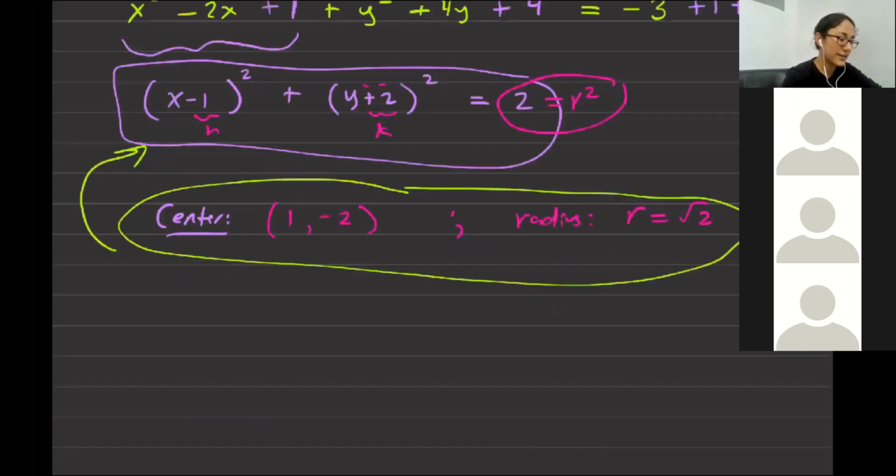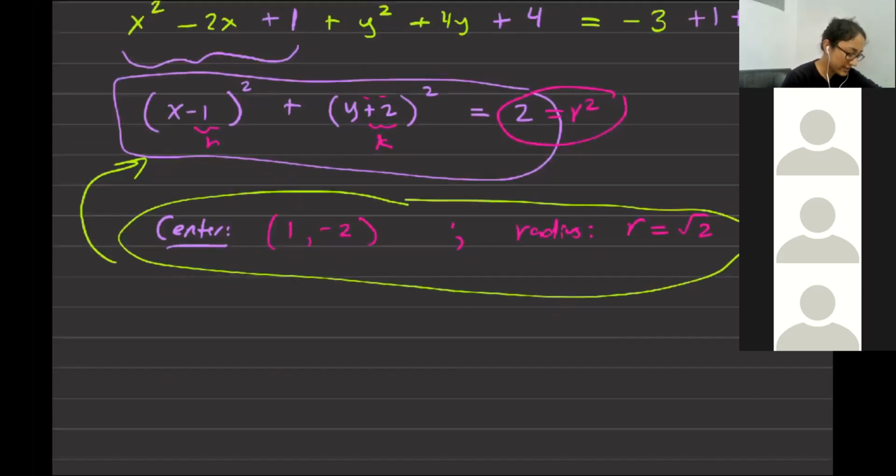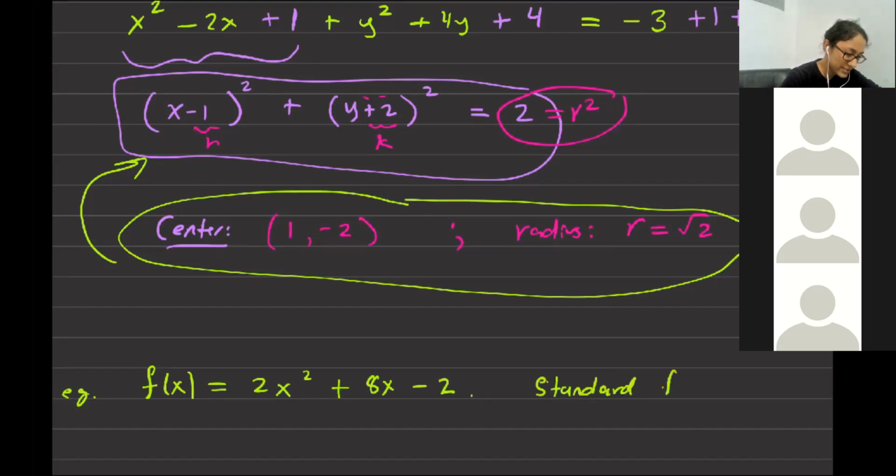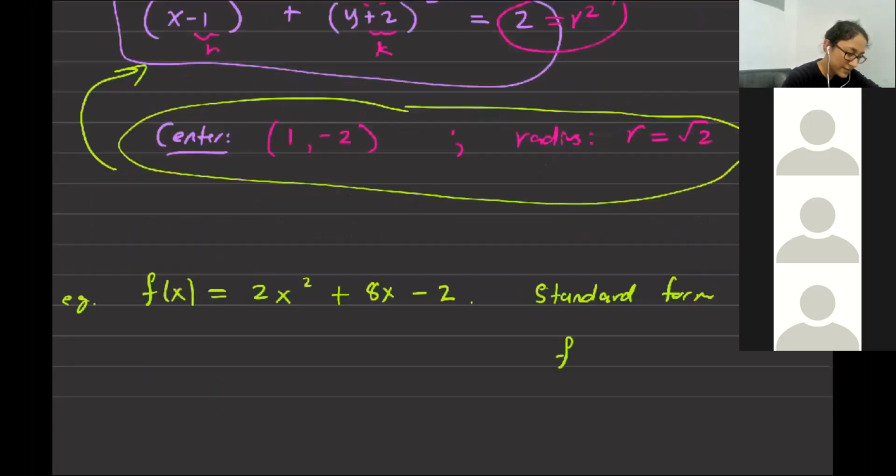So that will be for a quadratic. Say I give you a quadratic. So this is a different example. f of x equals maybe 2x squared plus 8x minus 2, and you want to write this in standard form, which is f of x equals a times x minus h squared plus k. That's the standard form of a quadratic.